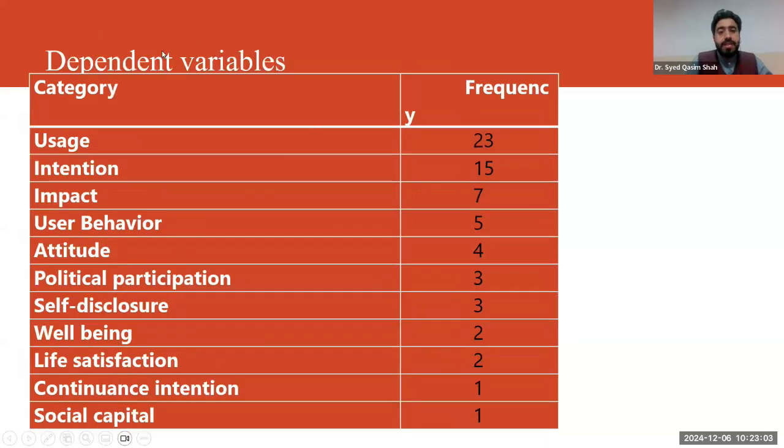And then variables. How many times have people used the usage variable? 23 times. Intention, one of the variables of social media, intention to use. The impact of social media, 7 times. User behavior and attitude, political participation, well-being and satisfaction, intention, social capital. These are the different variables that research has used. So it means mostly the usage variable has been used in the field of social networking sites.